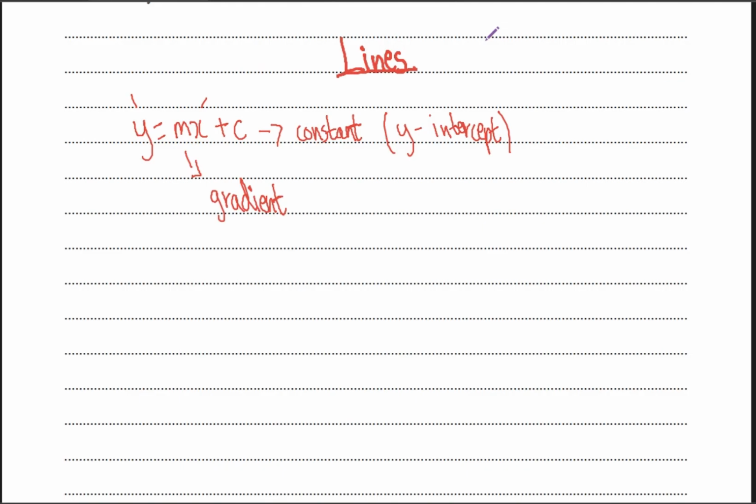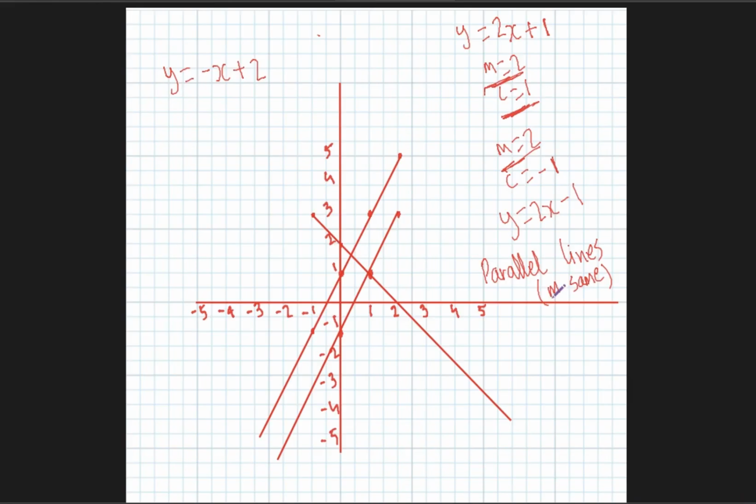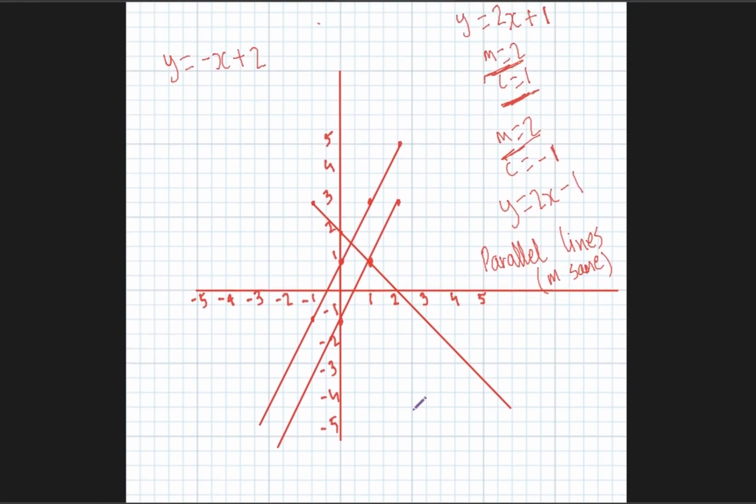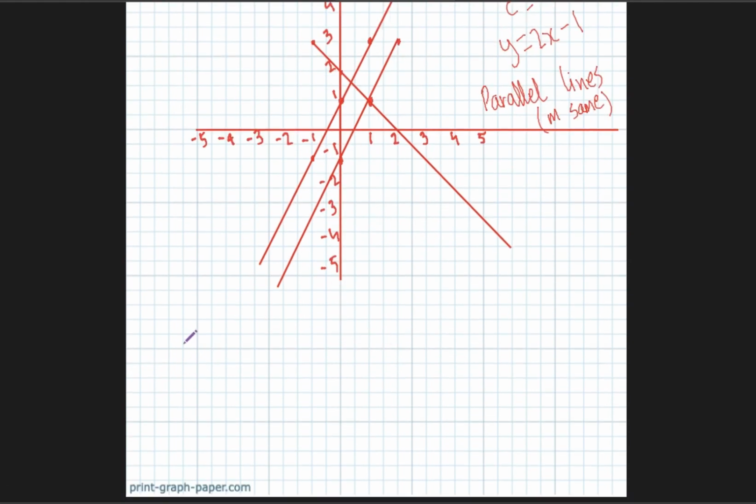Right, so now we know about parallel lines. Now we need to know about perpendicular lines. Actually, before we even go to perpendicular lines, let's say we had a line given to us. Let's say we had this line right here, y is equal to minus x plus 2. How do you find the equation of that line? Before we were drawing lines, now we already have the line. How do you find the equation of this line?